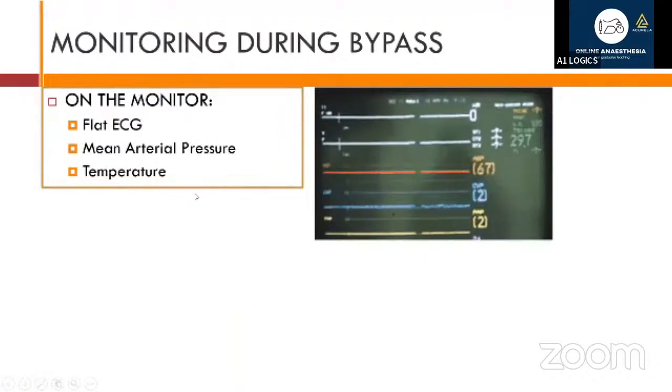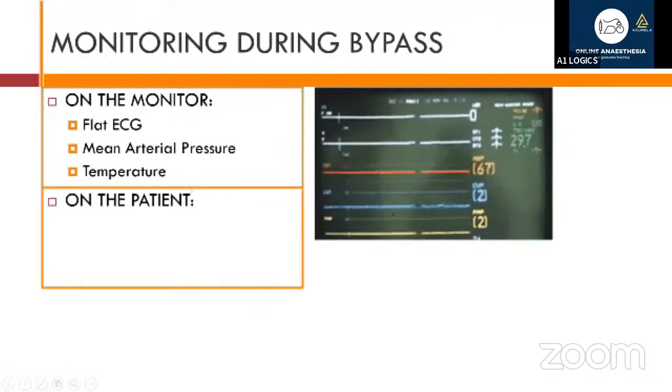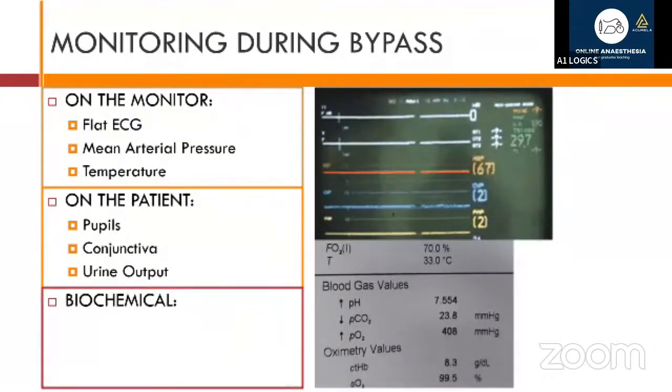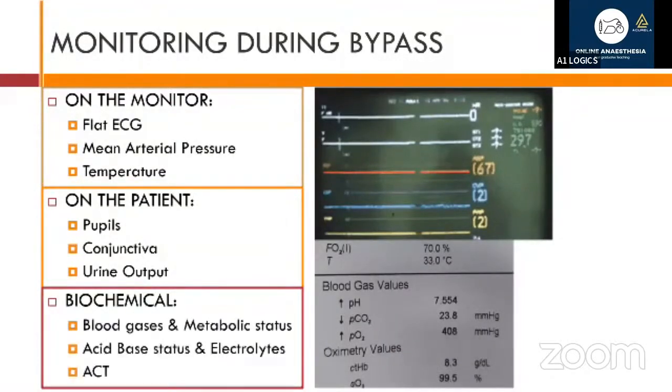And you have to maintain the temperature, so you have to look at the temperature also. On the patient, you have to look at the pupils, conjunctiva, and the urine output. And you have to keep repeating the ABG so that you have the blood gas values. I'll tell you also about how to maintain the blood gas. Because it is a non-pulsatile flow, the pulse oximeter will not work.